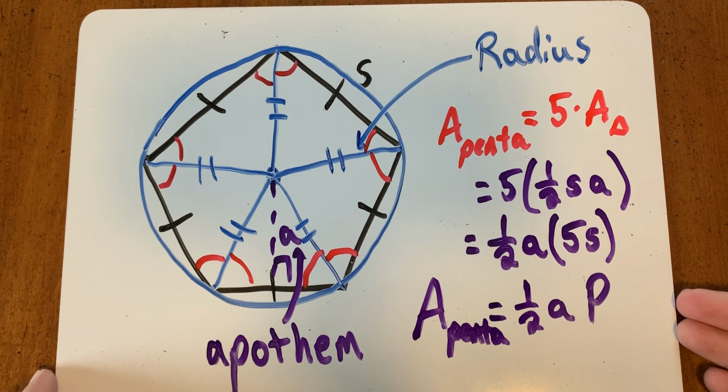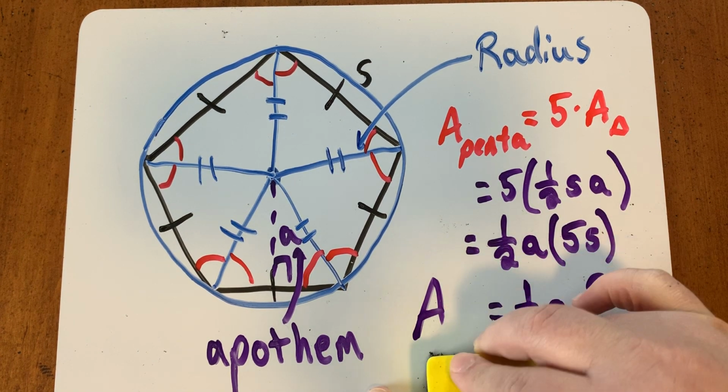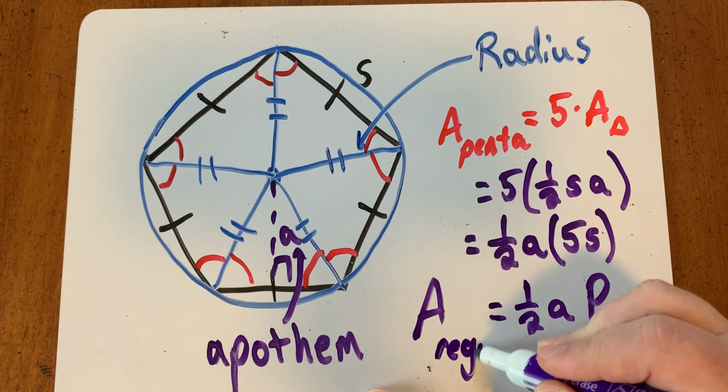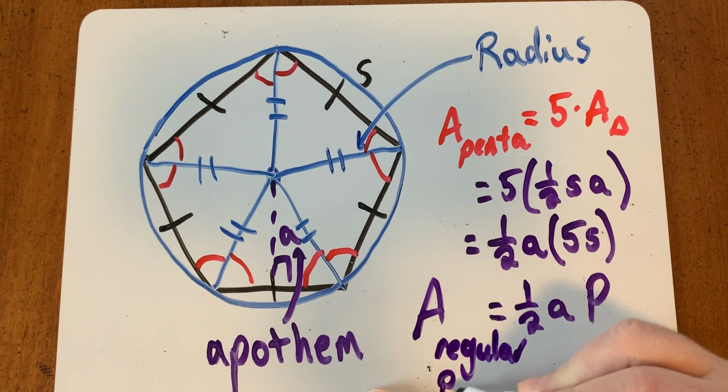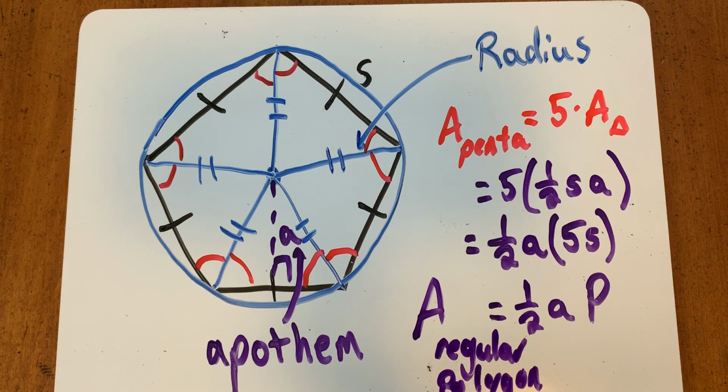So in general, this isn't just the area of a regular pentagon. This is the area formula of a regular polygon. And this works for any regular polygon.